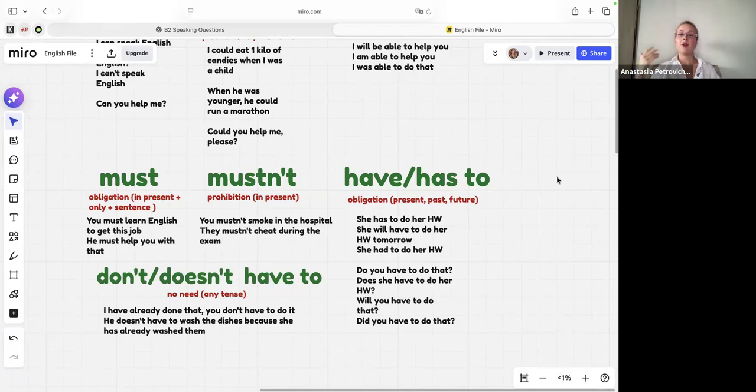And if we want to use have to and has to in negative form, it changes the meaning, just like must and mustn't. They have different meanings. And we use don't have to and doesn't have to, and that will mean that there is no need, there is no obligation for you to do that. This is how we're gonna use it.